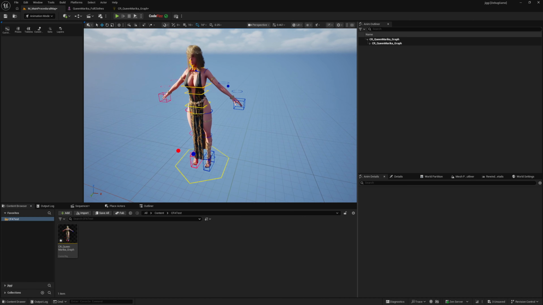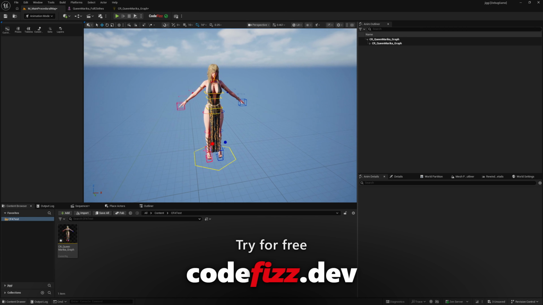The same agent covers Niagara, blueprints, UMG, PCG, and StateTree.